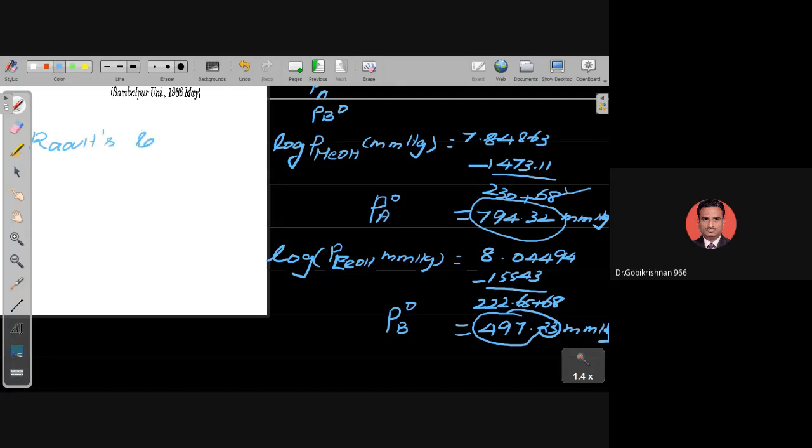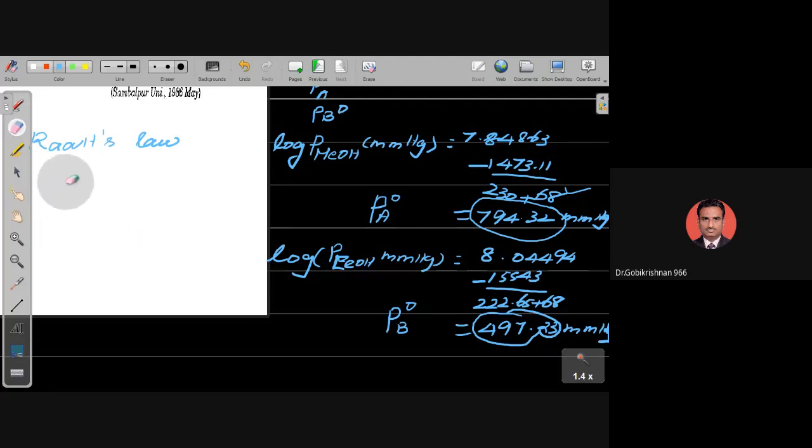According to Raoult's law, this is PA, otherwise we can say the partial pressure in the vapor state, which is equal to PA0 into XA. Then the total pressure I can write like this: the total pressure PT is equal to the partial pressure of compound A plus the partial pressure of compound B. Wait, I will remove this, because it will be more convenient starting from here.